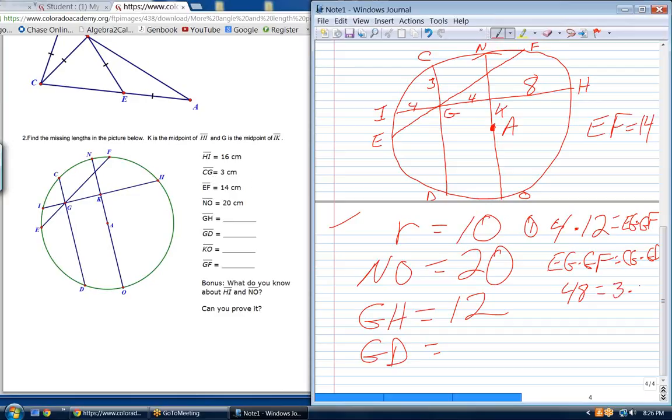So hopefully you can follow what I'm writing here. GD we've just solved for, 16. So GD is 16. Okay. So we've solved for GH, we've solved for GD, and they want to know KO.